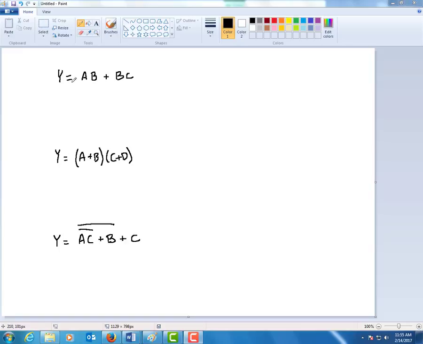So these 3 examples might look familiar to you since they come from the homework. But let's take a look at the first one. AB plus BC. So we know that this right here, that AB, is basically a 2-input AND gate, isn't it? So let's just draw this how we learned to draw it.